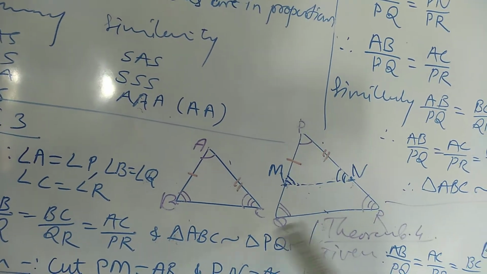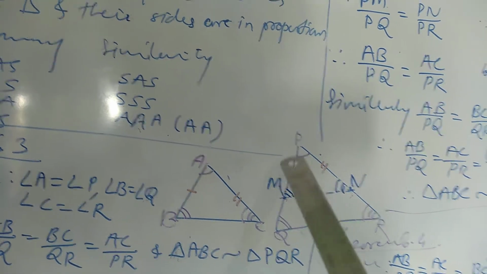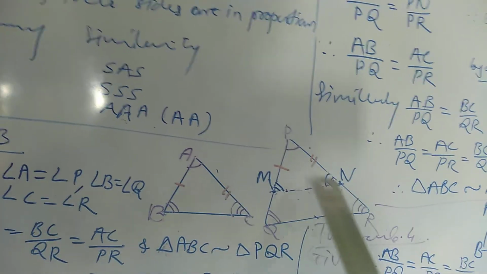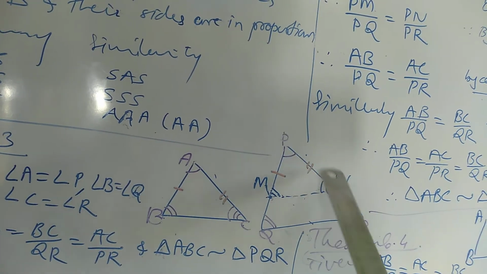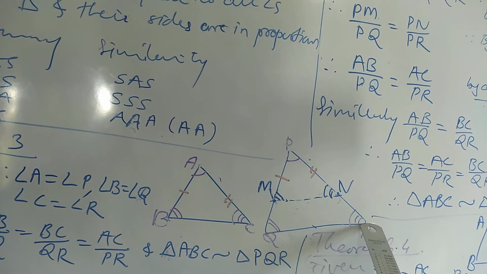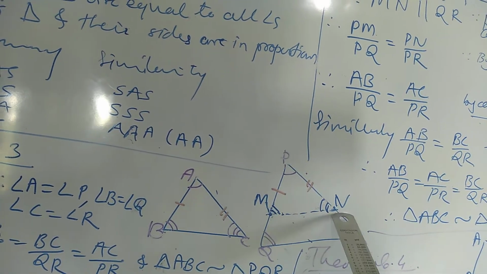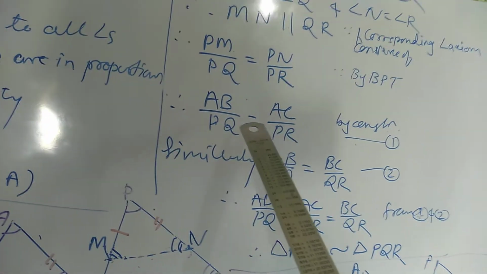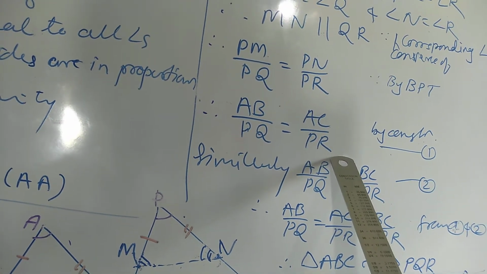In a triangle, if one line is drawn parallel to one of the sides, then the other two sides get divided in the same ratio, and hence we can write PM is to PQ equal to PN is to PR. Now here we are going to replace PM and PN by AB and AC. So we get AB is to PQ equal to AC is to PR.